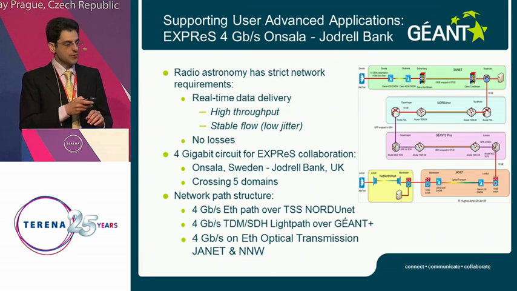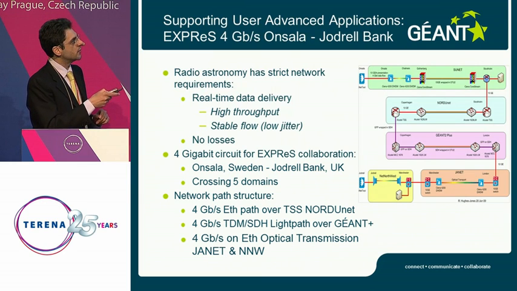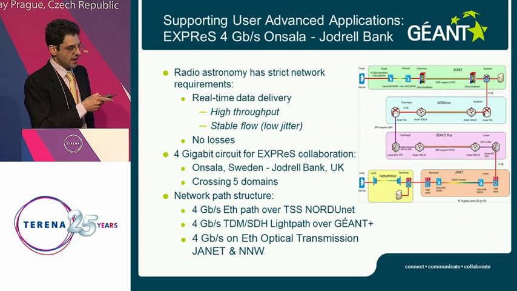different entrants. You can see the topology of the circuit here. And it was made of different trunks. You can see a 4 gigabit Ethernet path over TSS NordNet. We have GÉANT Plus with SDH. We have GÉANT with optical transmission. And we have finally the link to Jodrell Bank.